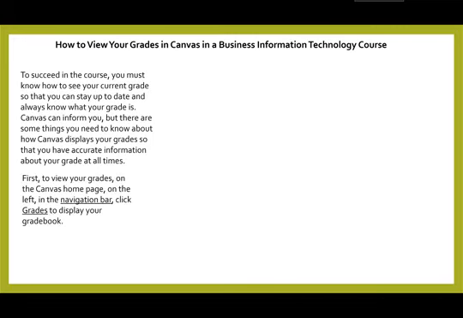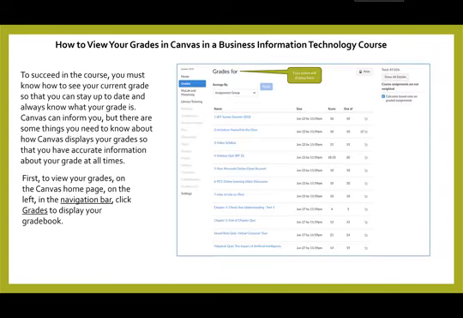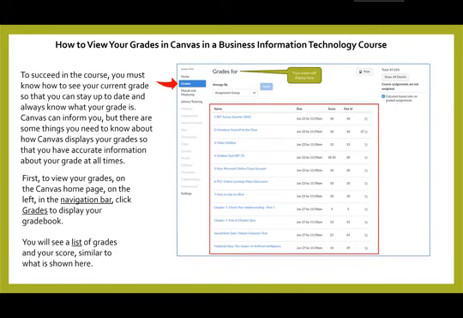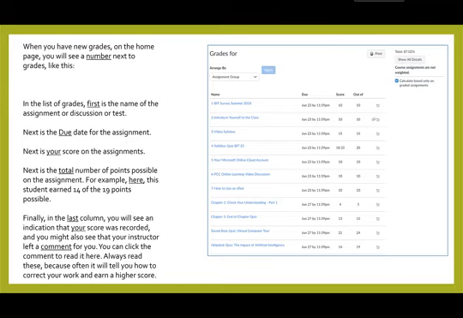First, to view your grades, on the Canvas homepage, on the left in the navigation bar, click Grades to display your gradebook. You will see a list of grades and your score similar to what is shown here. When you have new grades on the homepage, you will see a number next to your grades like this.